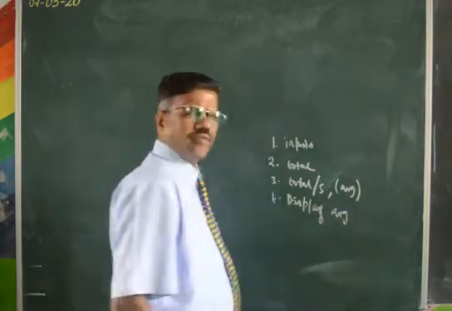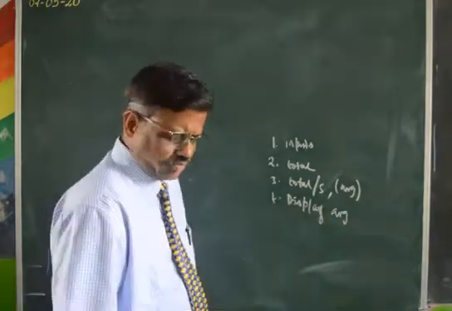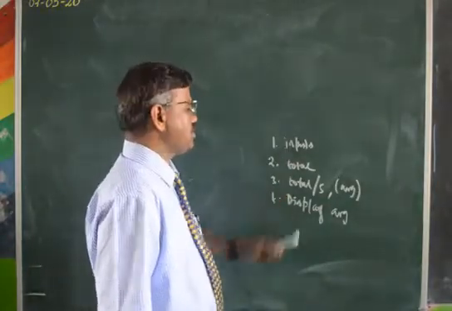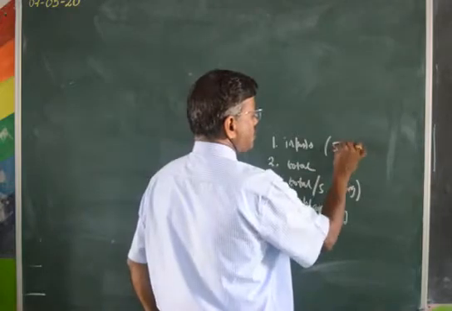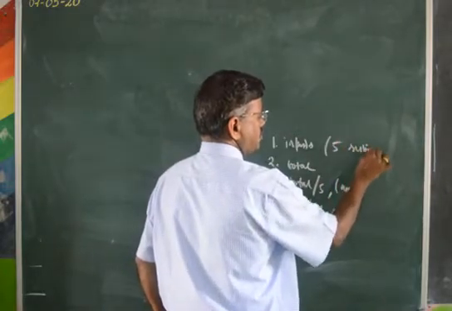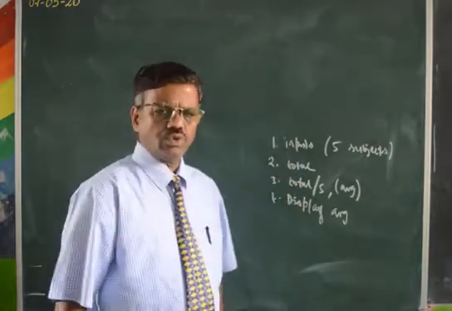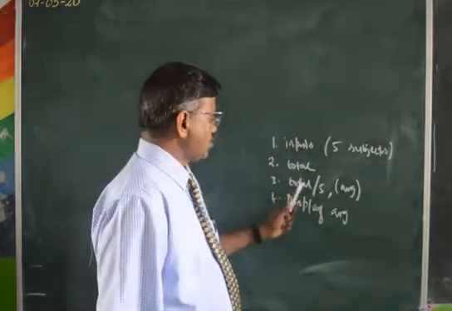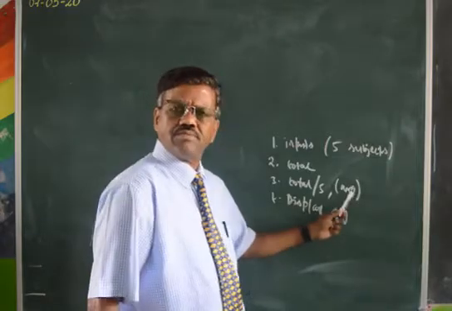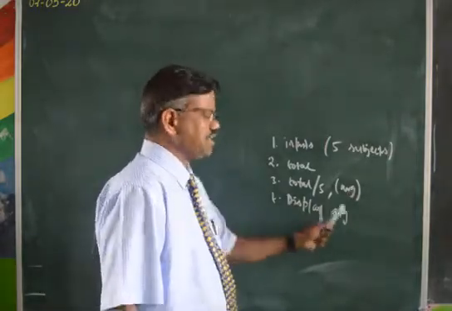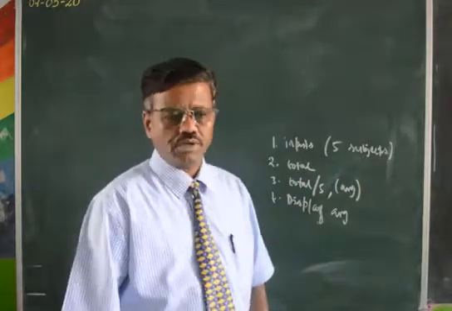If it is one student, what are the steps involved here? The steps involved are input. Imagine there are 5 subjects. How many subjects are there? 5. Once the input is over, find the total. After finding the total, divide the total by 5, which becomes a mean or an average. Once the average is done, display that average. That's what you are required to put.